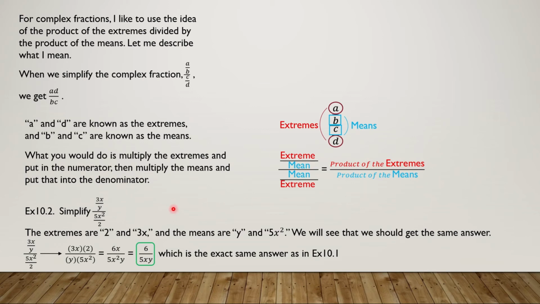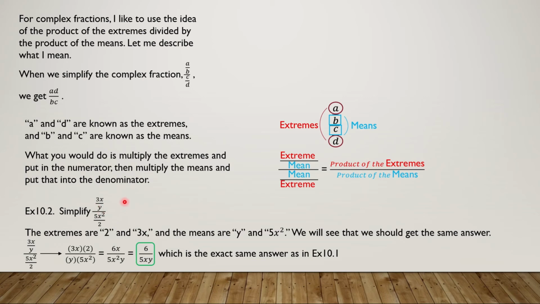So when I mean the product of the extremes divided by the product of the means, I'm referring to this formula right here, that A over B all divided by C over D is equal to A times D divided by B times C. So let's see if that works. So we have 3x over y all divided by 5x squared over 2.